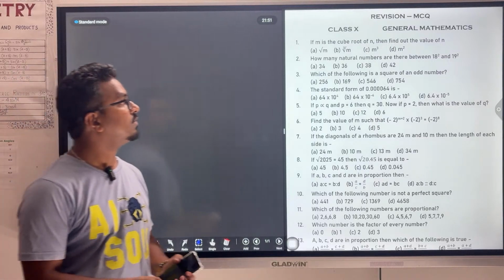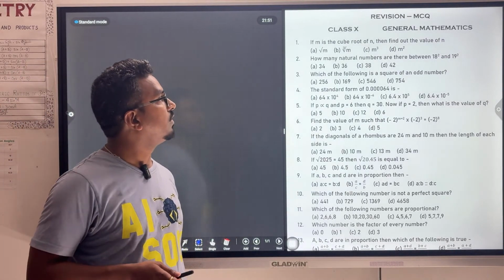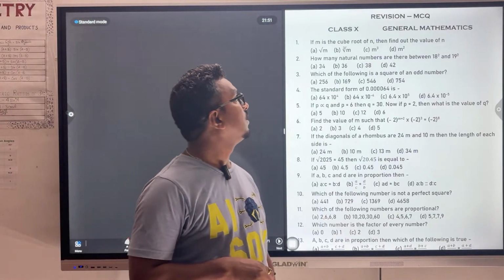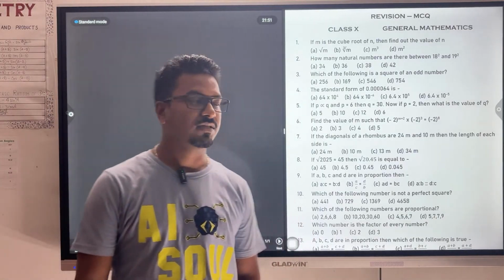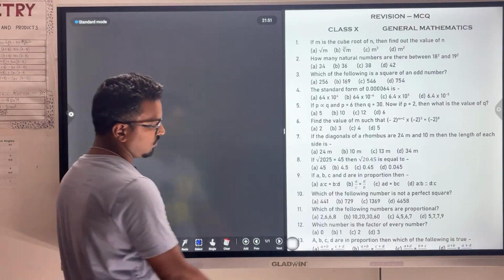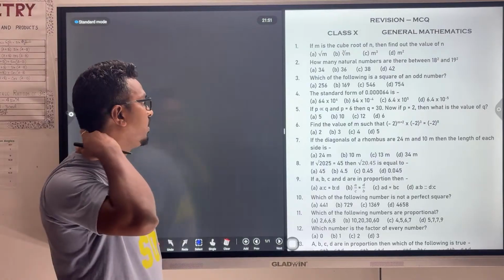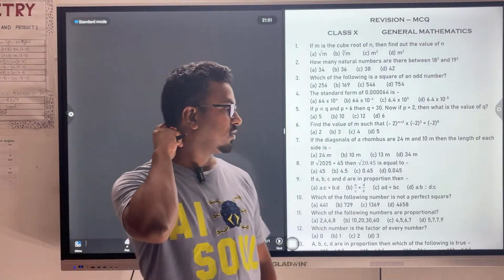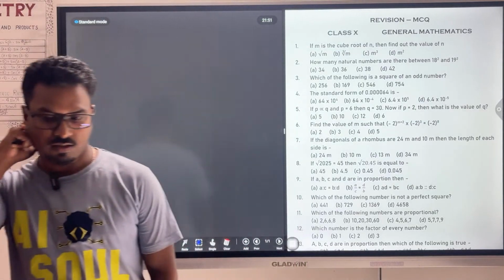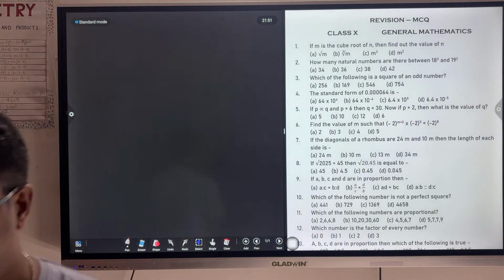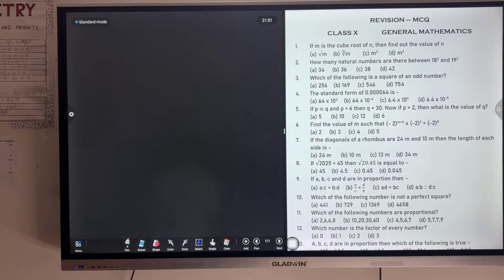So hello everyone. Now I will explain the MCQs of the chapter revision of class 10. There are 30 questions, I think. All are important questions. All the questions came already in the previous exam. So we'll discuss all these questions now, one by one.